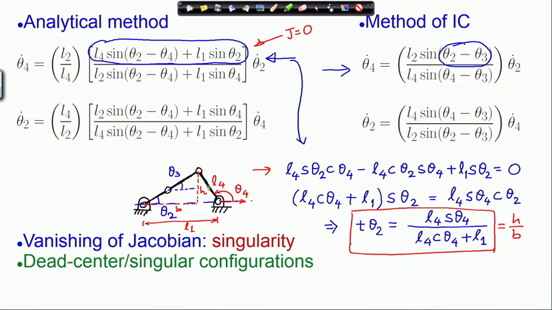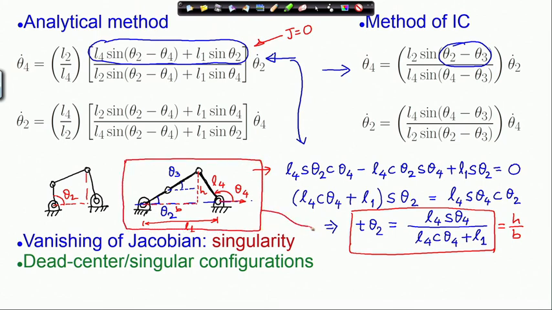With this configuration only this relation will be satisfied. You take any other configuration of the mechanism, for example this, you will never get tangent of theta 2 as this relation. So, it is only at this configuration that we have this relation, when theta 2 equals theta 3.